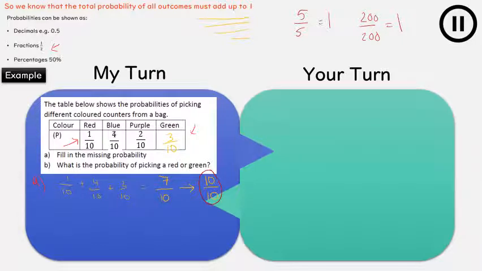For part B, I've got to find the probability of picking red or green. Well, the probability of red is 1/10, and the probability of green is 3/10. So I'm going to add those two up. Remember, adding fractions, the denominators have got to be the same, and then we add the tops. You could simplify if you want and make that 2/5, but with probabilities, normally we keep it in the form that it gives us the answer as.